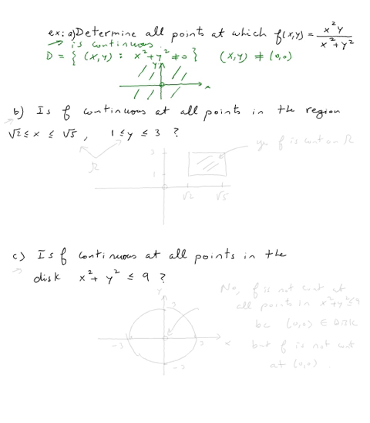Alright, now for question B, is f continuous at all points in the region x is between square root of 2 and square root of 5, and y is between 1 and 3? Let me do another one here. So we're talking about this region. We know the function is not continuous at the origin, so it's okay. So the answer will be yes, f is continuous on the region R. So let's call our region R to make it easy.